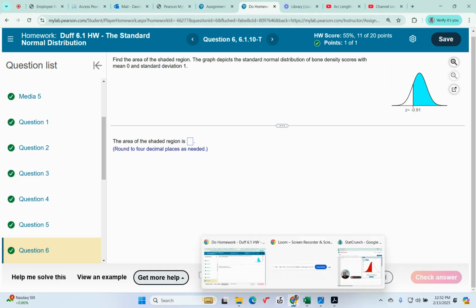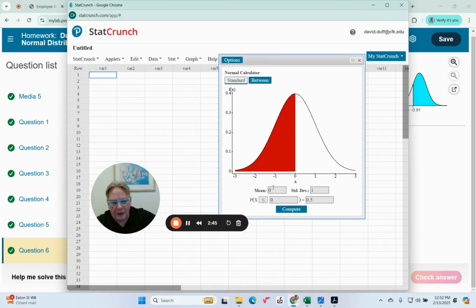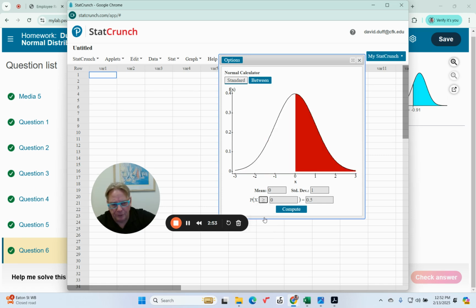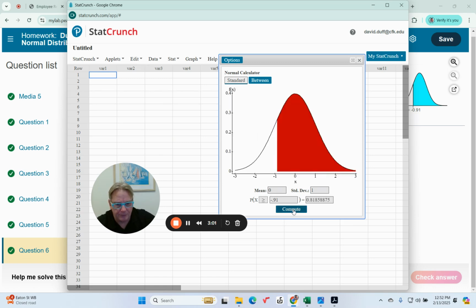So I'm going to go back to StatCrunch. And for standard normal, we've got a mean of 0 and standard deviation of 1. Now we have to change this from less than or equal to, to greater than or equal to. And then we're going to change this to negative 0.91 and then hit compute.